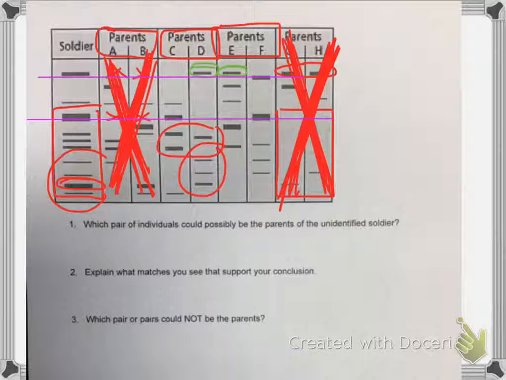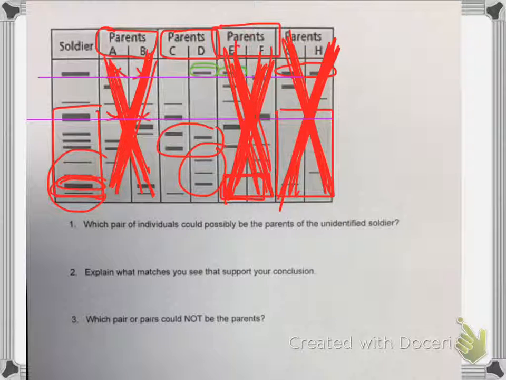Oh, yeah, look at that. Neither of these parents have anything in that bottom quadrant, and the soldier's got multiple bands down there. So we can eliminate E and F. So C and D are our most likely parents. And this is how they do it on like Jerry Springer and stuff.